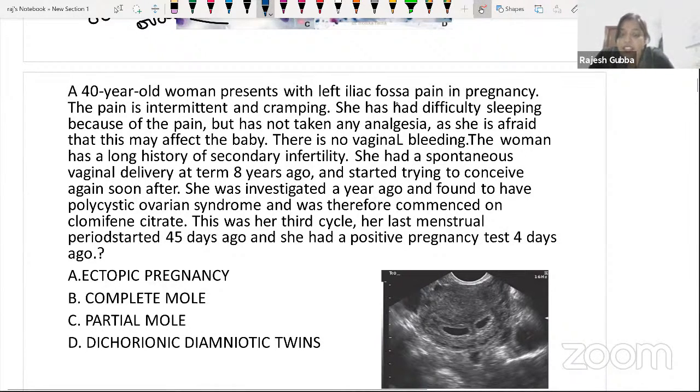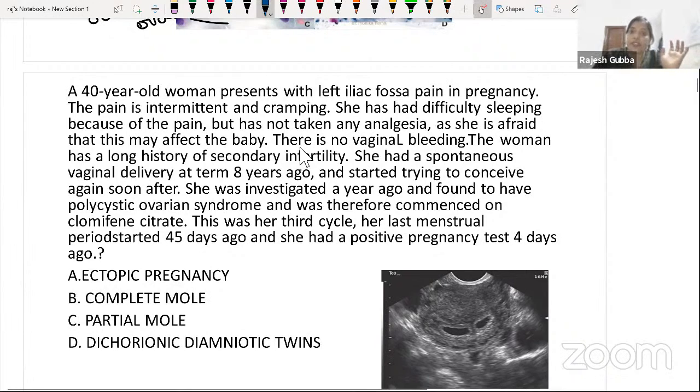She was investigated a year ago and found to have polycystic ovarian syndrome and was therefore commenced on clomiphene citrate. This was her third cycle. Her LMP was 45 days ago. She had a positive pregnancy test 4 days back. So guys, after so much story, I think I'm lost about what is happening here, right? How can we put forward this question?